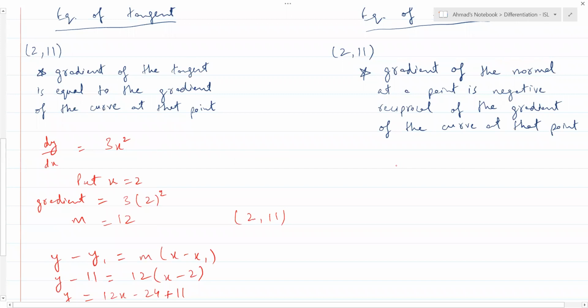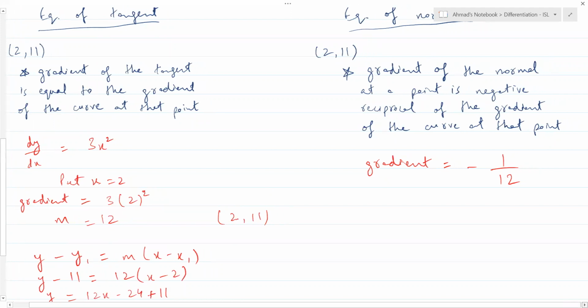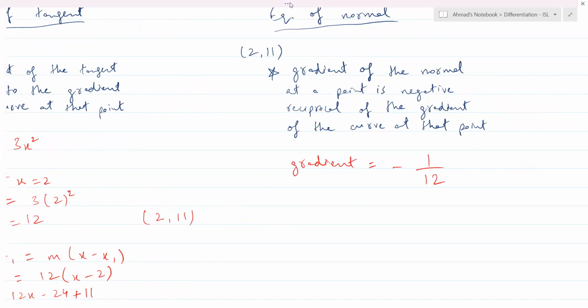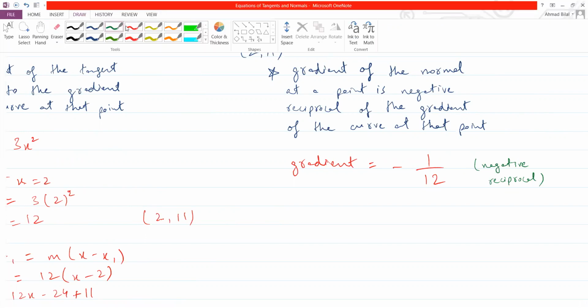All right. So what about the gradient of the normal? So gradient of the normal is going to be what? -1/12. Minus 1/12. ठीक है, so negative reciprocal of this. यहाँ पे tangent का 12 था, normal का क्या हो जाएगा? It's going to be -1/12, negative reciprocal of what we had there. So just write it for clarity. This is negative reciprocal of that. Okay. So this is your m.